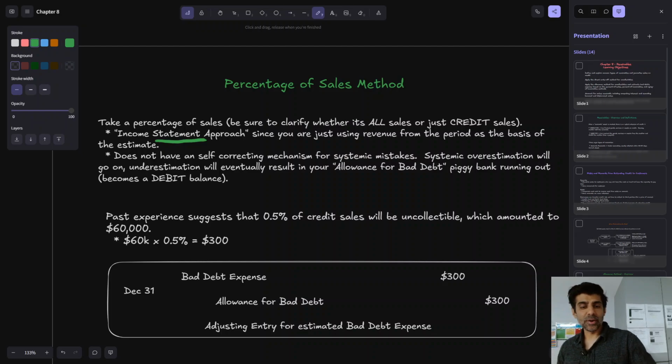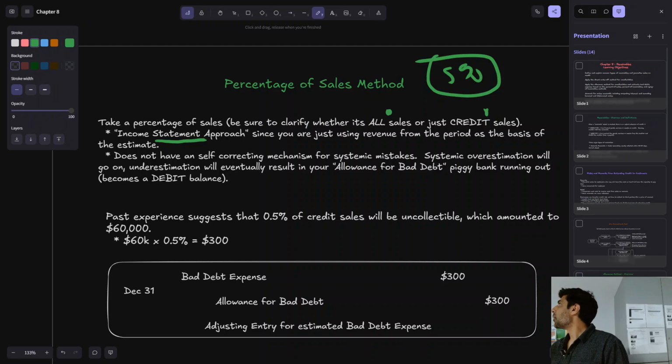And it's going to state whether it's a percentage of all sales or just credit sales. So it's going to be like 5%. 5% of what? It's going to state whether it's 5% of credit sales. Then you'll see how much you generated in credit sales and multiply that by 5%. If it's 5% of all sales, you'll multiply your total revenue by 5% to get the bad debt expense. So just make sure that you know what the percent is applied to.